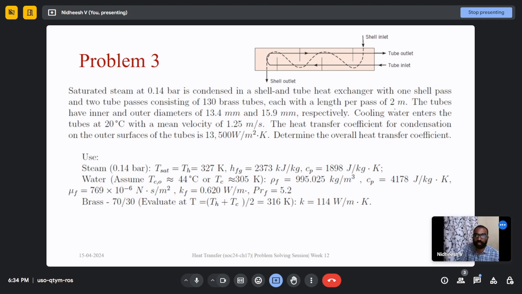Cooling water enters the tubes at 20 degrees Celsius with a mean velocity of 1.25 meters per second. The heat transfer coefficient for condensation on the outer surface of the tubes is 13,500 watts per meter square Kelvin. Determine the overall heat transfer coefficient. We have been given properties of steam, water and brass. Take a minute to read the first paragraph, that is the problem statement, and after that we will discuss the problem as well as the solution. We need to determine the overall heat transfer coefficient in this case.